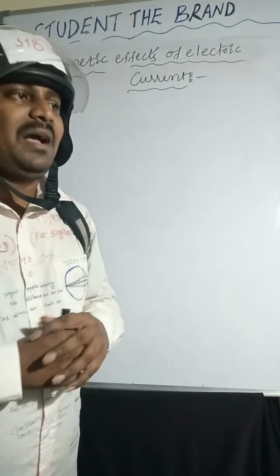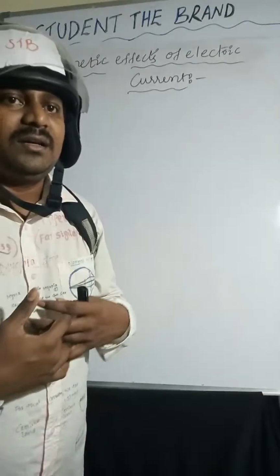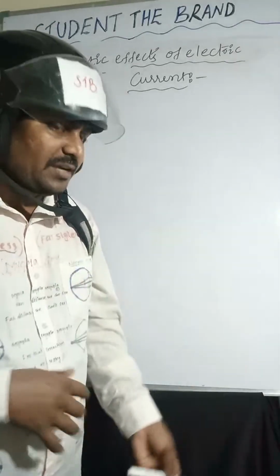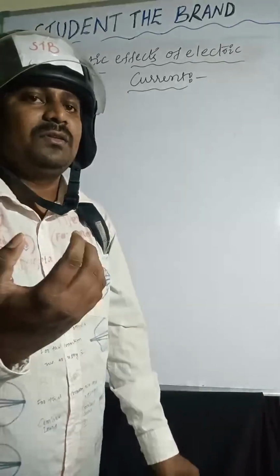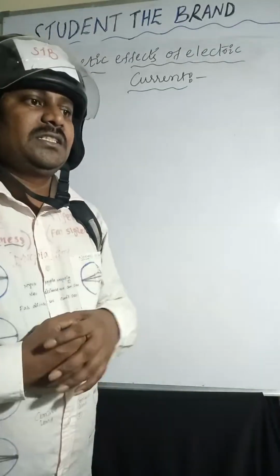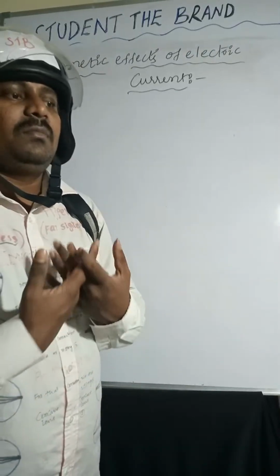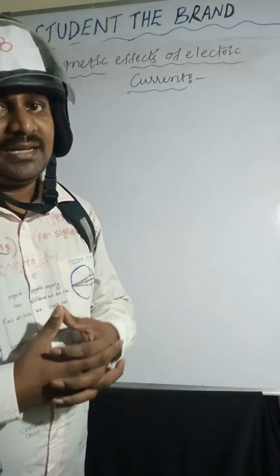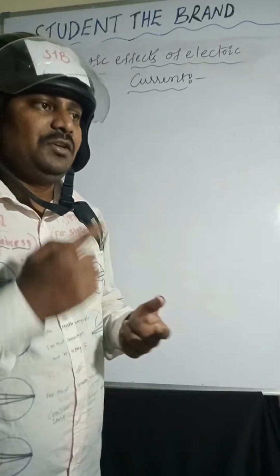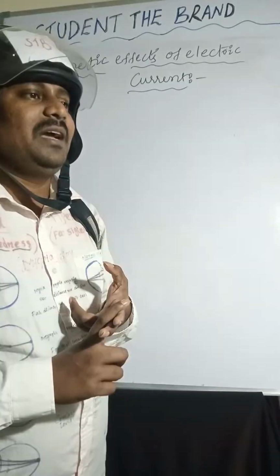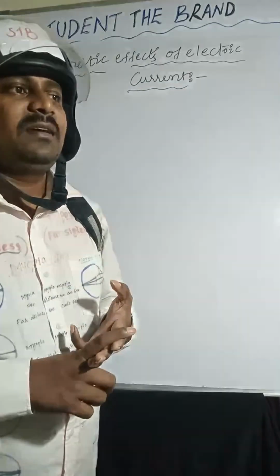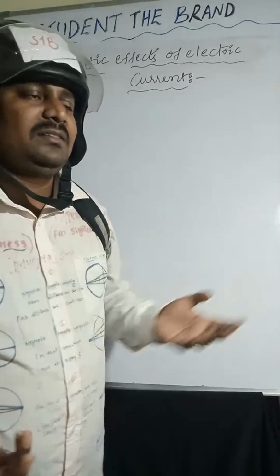Artificial magnet is a man-made magnet. We make it according to our requirement, according to our suitable conditions. Those are called man-made or artificial magnets. Artificial magnets are the U-shaped magnet, dumbbell-shaped magnet, cylindrical magnet, and many others.